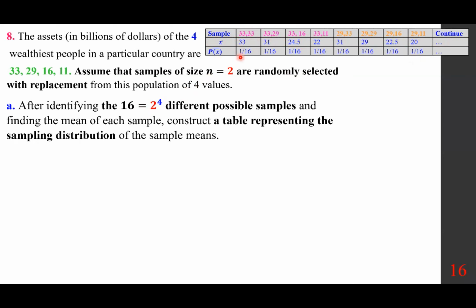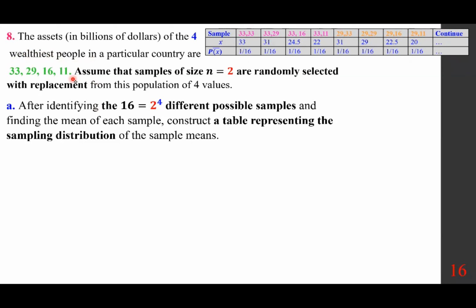Each one has a possibility of 1 out of 16. There are 16 of those when you write all of them. I put 4 and 4, 8 of them. There are 8 more. Just for the sake of argument, the next number is 16: 16 with 33, 16 with 29, 16 with 16, 16 with 11. Last one is 11: 11 with 33, with 29, with 16, and itself.